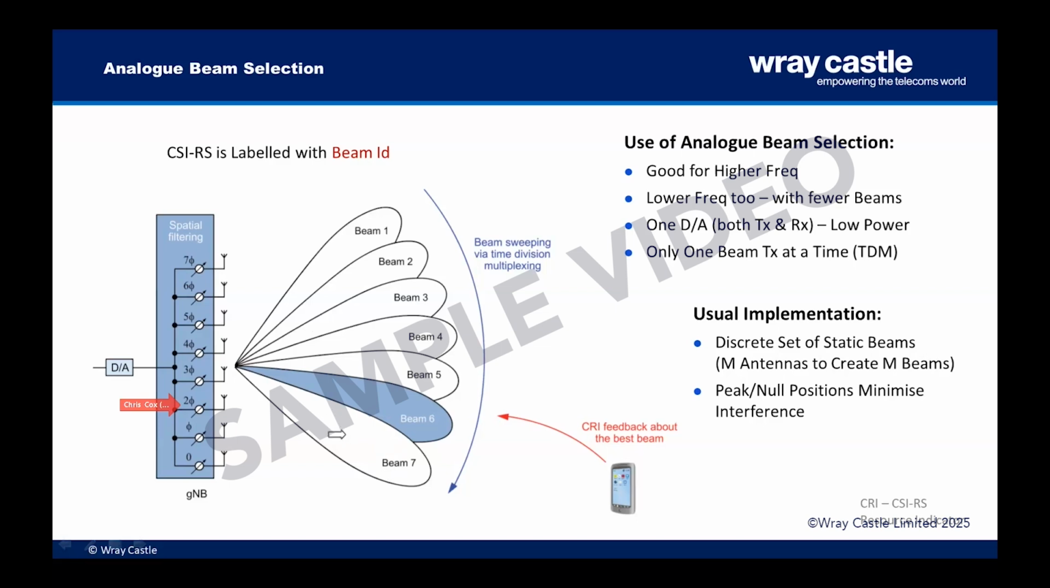We will typically set up these beams so that the main lobe of one beam coincides with the nulls of the beams next door. Here, for example, the main lobe of beam number 6, highlighted, coincides with nulls of beam number 5 and of beam number 7. And by doing that, we can get pretty good coverage everywhere.